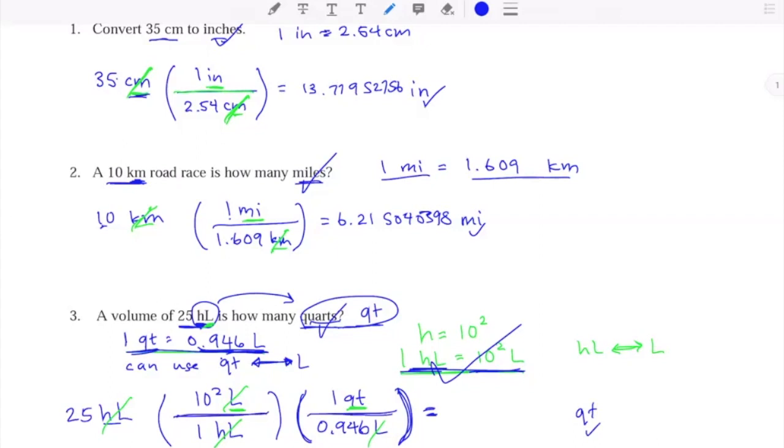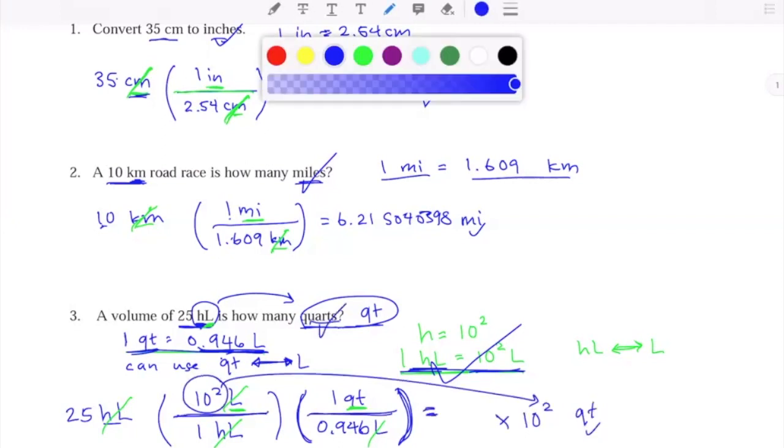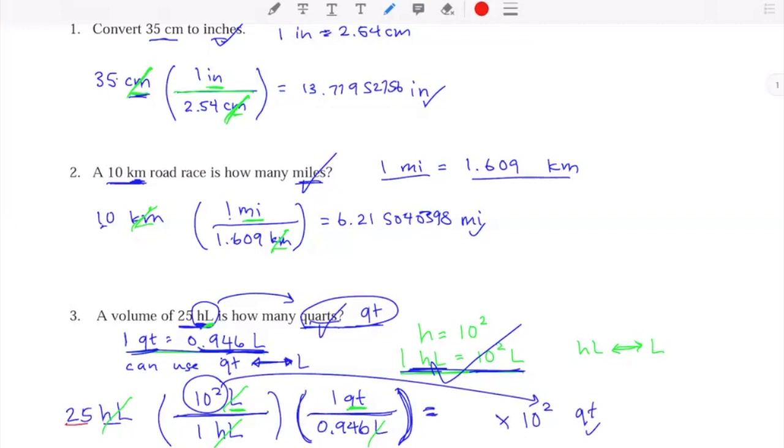So one thing I can actually do in addition to putting quarts out there is I can take this 10 squared and move it out here, and it will be multiplied by the number ahead of it. This will automatically generate the number in scientific notation, and I could keep it in scientific notation or convert it to standard notation. So let me show you what I'm going to calculate. I have this 25. This is gone, so that's out there. 25 times 1 divided by 1, and then divided by 0.946, or in short, just 25 divided by 0.946.